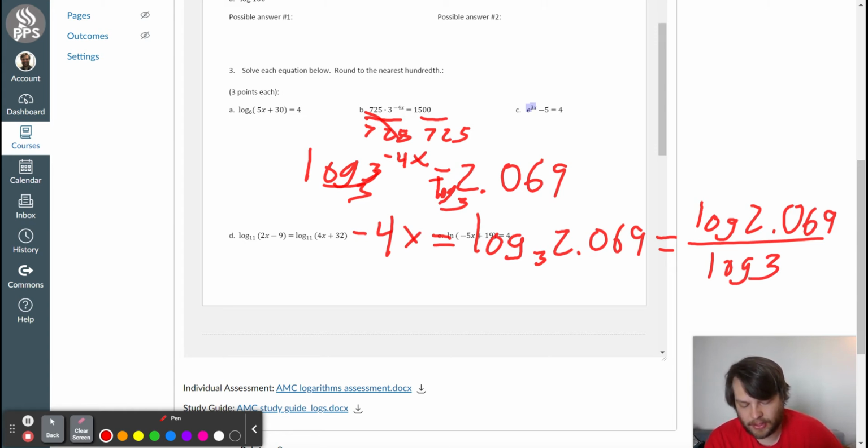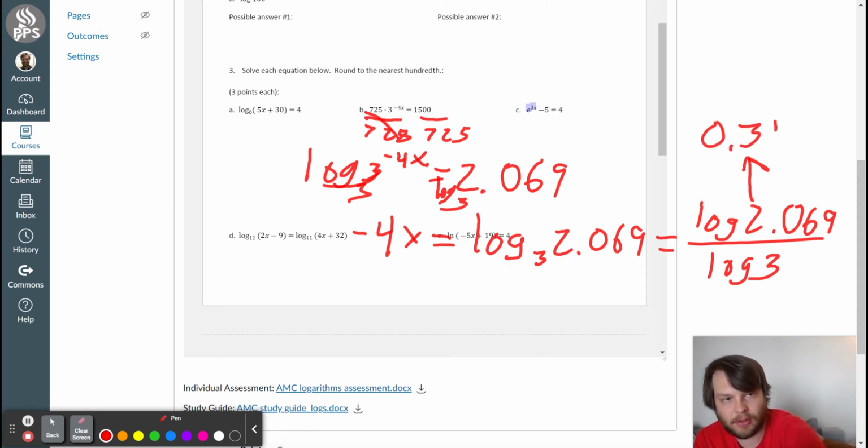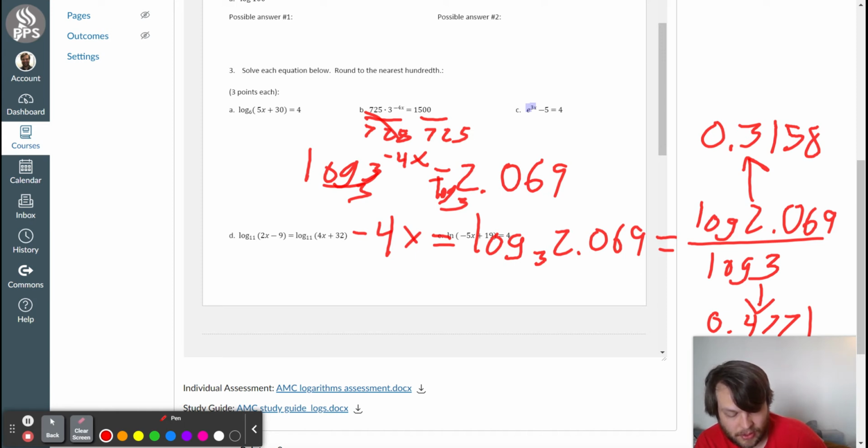Excuse me, let's make that work. So if I want to take the number that I just had and take the log of that, and then divide that number by the log of 3. My top number was 0.3158. If I do the log of 3, I get 0.4771. And I'll just do the top number divided by the bottom number, 0.3158 divided by 0.4771.